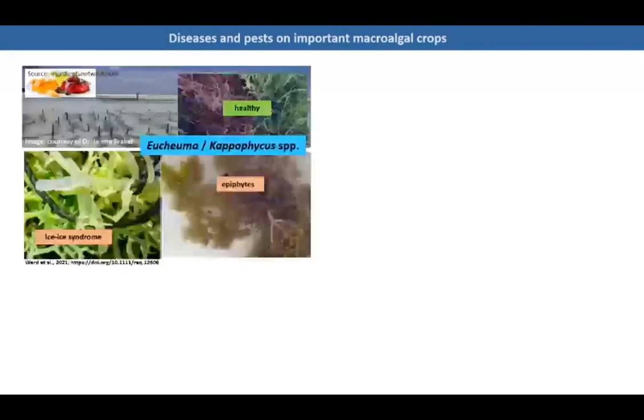Like any other living organism, algae can be plagued by diseases. Diseases in a very broad sense are any abnormal physiological or developmental condition that is caused by either abiotic or biotic factors, or even a combination of both. As already pointed out by the previous speakers, the cultivation of Kappaphycus alvarezii is currently largely hampered by two main problems: the ice-ice syndrome and epiendophyte infestation.